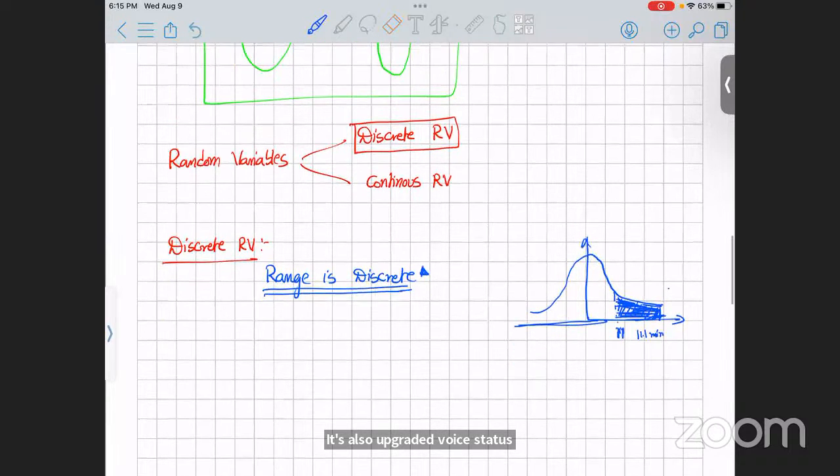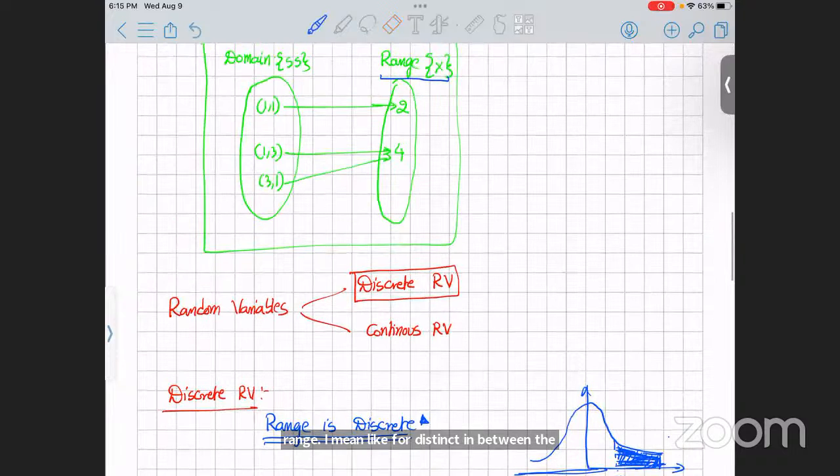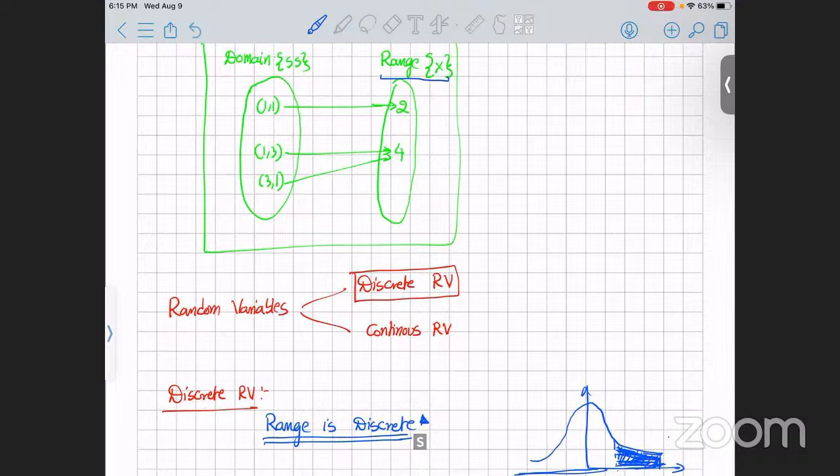I'll continue the class. You always have to select the range for distinguishing between continuous and discrete random variables. If you select the sample space, it doesn't make sense, because the sample space depends upon the experiment, but the random variable depends upon your selection.